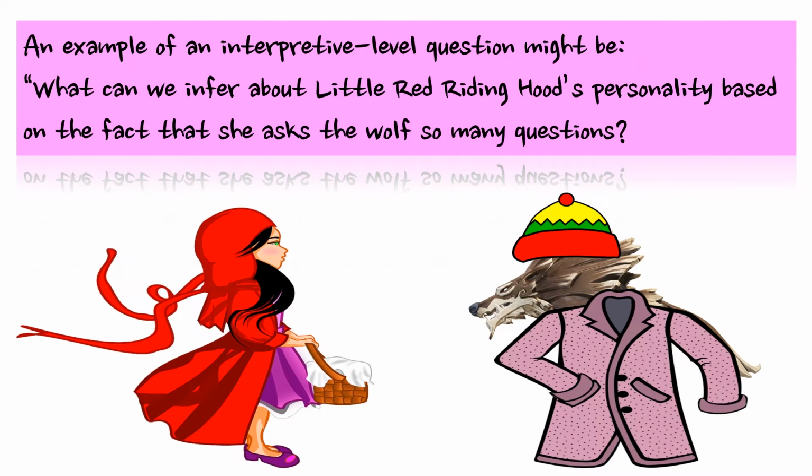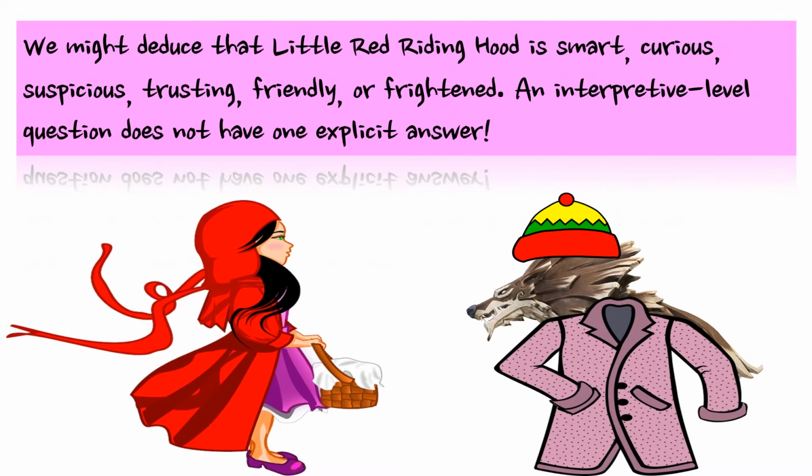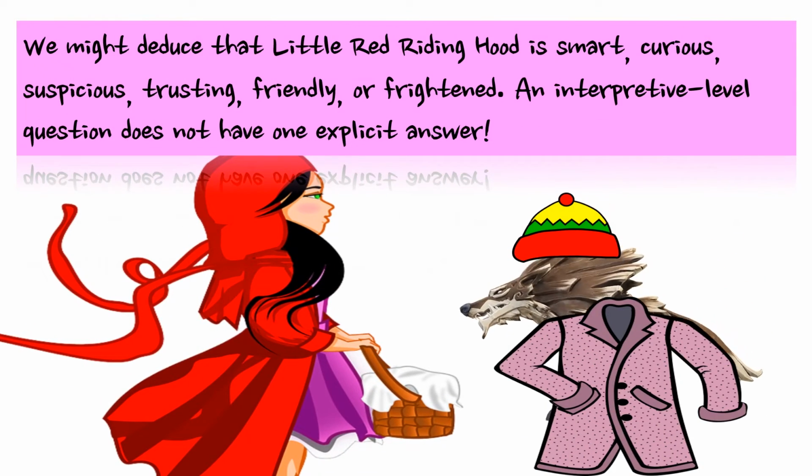An example of an interpretive level question might be, what can we infer about Little Red Riding Hood's personality based on the fact that she asks the wolf so many questions? We might deduce that Little Red Riding Hood is smart, curious, suspicious, trusting, friendly, or frightened. An interpretive level question does not have one explicit answer.